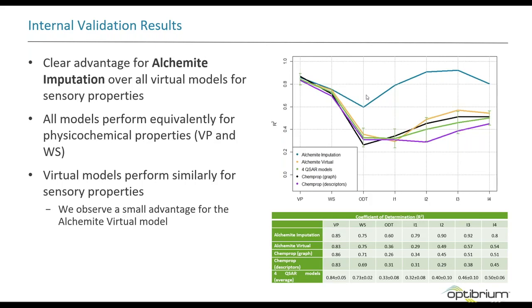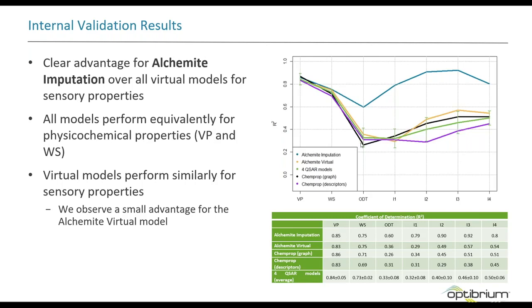We also see that all models perform similarly over the physicochemical properties, the vapor pressure and the water solubility, because these properties are captured very well by the structural information. For the sensory properties, especially the ODT, we see that the QSAR and the ChemProp models struggled most in predicting this property, where we see a great advantage by the imputation model, achieving an R squared of 0.6 versus lower than 0.4 R squared using other methods.